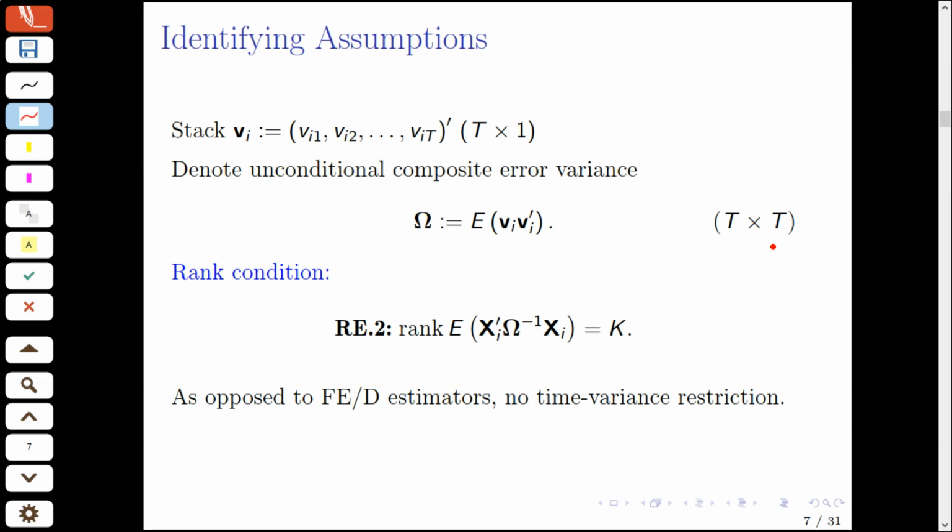Now the rank condition goes as follows. If we look at the expectation of the regressors, which, let me remind you, when we write boldface x_i, we mean the T by K matrix arising from stacking the x_it over time, we're considering this matrix, which is again a sandwich or a quadratic form constituted by the regressors and the inverse of the composite error variance. We're assuming that in expectation this matrix has full rank.